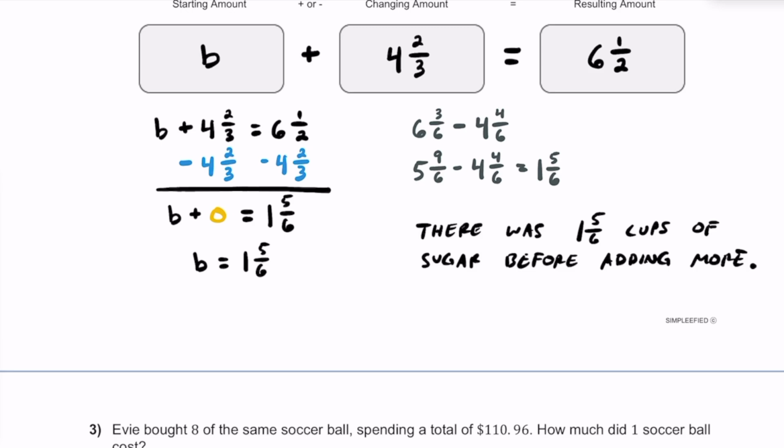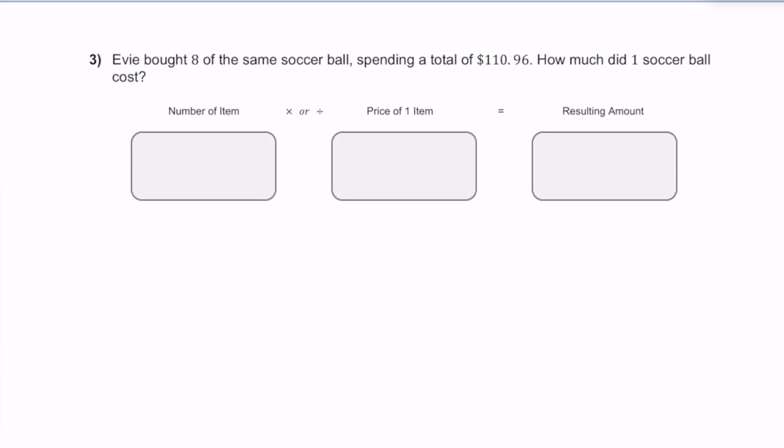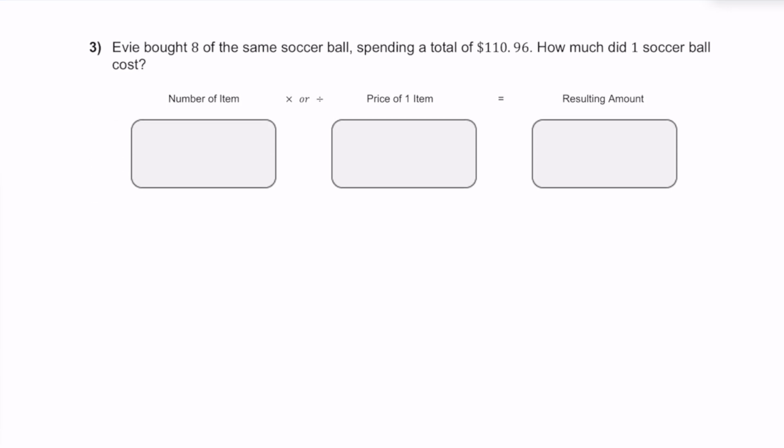All right, let's try another problem. Let's check out number 3. For number 3, we see here that Evie is going to be buying 8 of the same soccer ball, spending a total of $110.96. How much did one of these soccer balls cost? Okay, so what's the number of items here? Well, Evie's buying 8 of the same thing here, so 8 of these things. And what's the price of one of these?